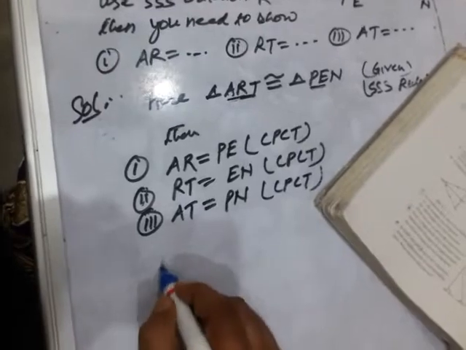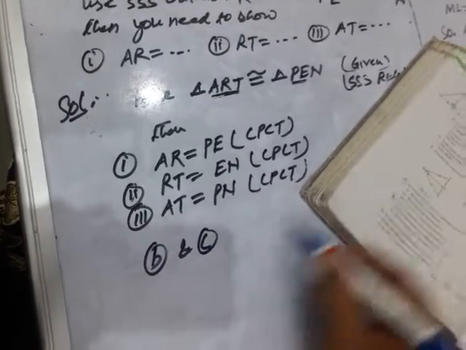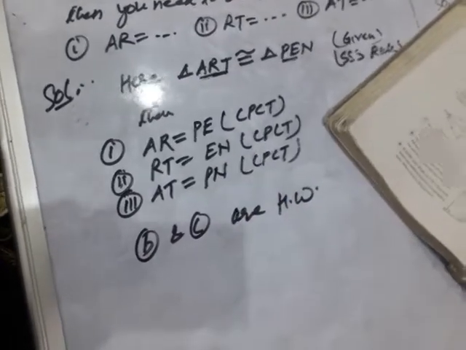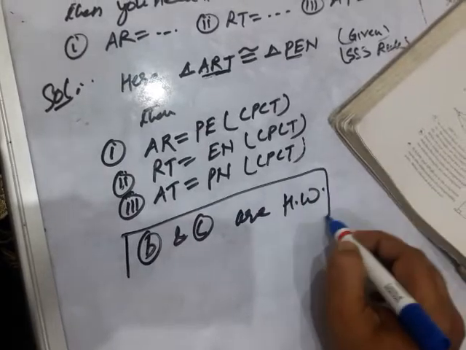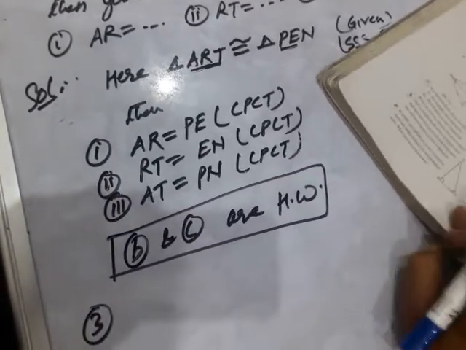See, B and C are homework. Okay children, this you have to do yourself. They are very much easy. Now coming to question number 3, which is important in view of examination.